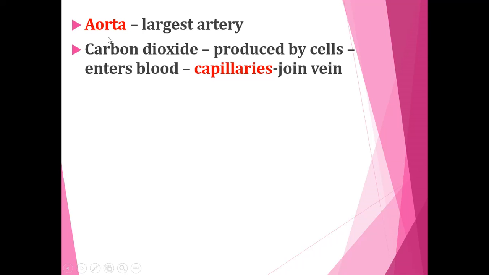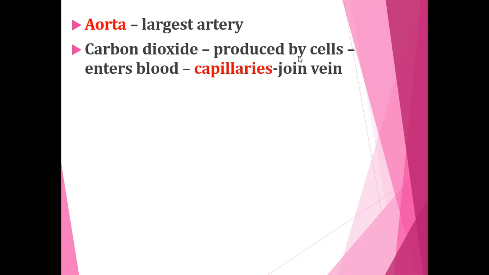Which is the largest artery present in the human body? Aorta. It is the largest blood vessel in the human body, which supplies oxygenated blood to all organs of the body. Now we know how oxygenated blood is circulated to all parts of the body, isn't it, children? It is supplied through the aorta and pulmonary veins.